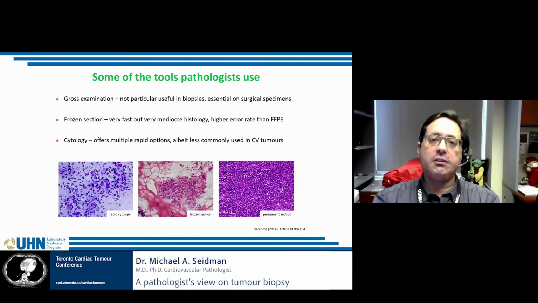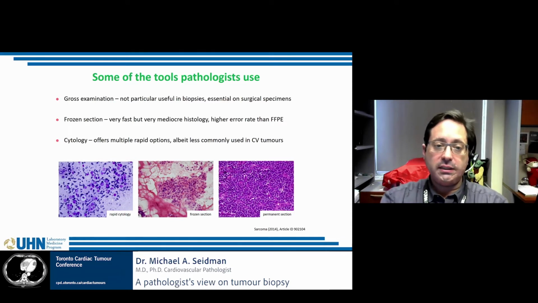Frozen section is often used for surgical specimens. I do want to point out that it has a very high error rate relative to permanent sections, to formalin fixed, paraffin embedded, but it is very fast. So in the middle is an example of frozen section, while off to the right is an example of permanent section of the same lesion.